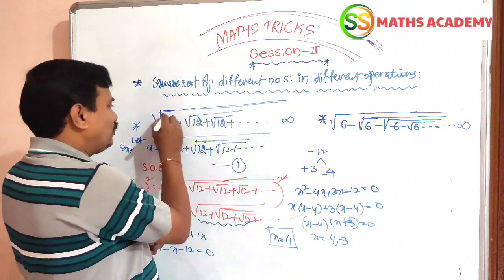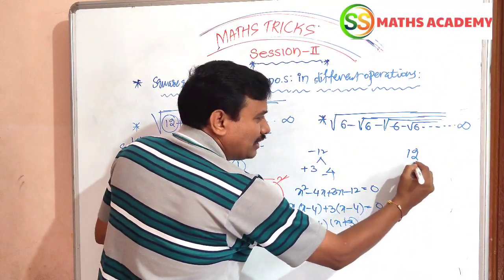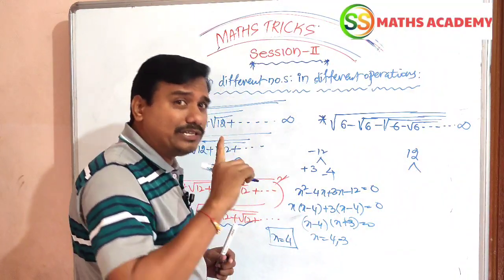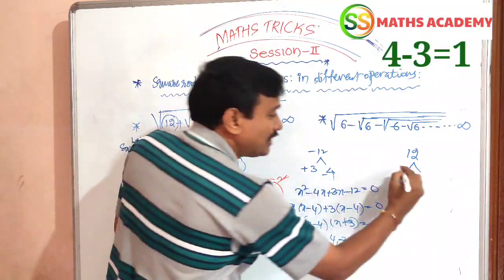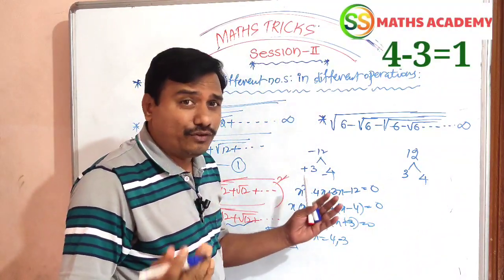Yes, here 12. Yes, 12. 12 factors. The difference of the factors should be 1. The factors are 3 and 4 usually.